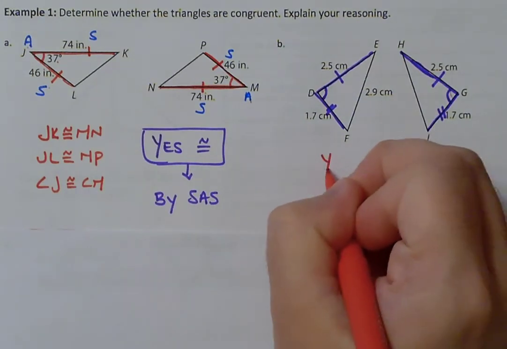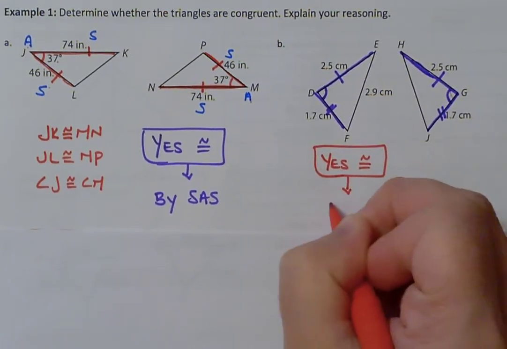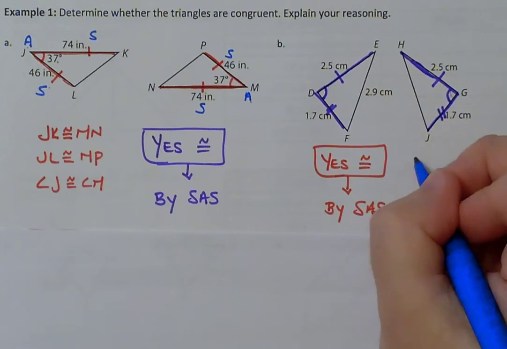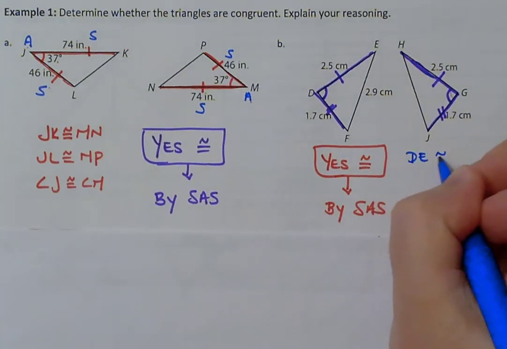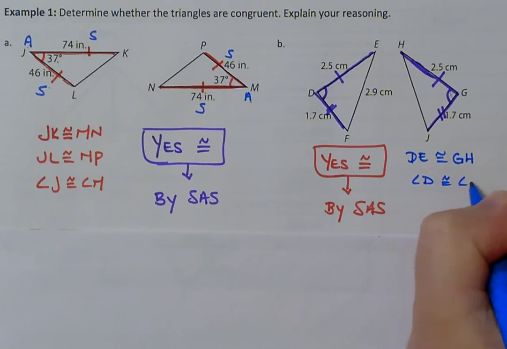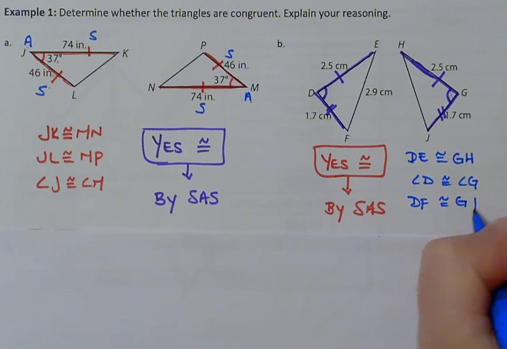So that means I can say yes, they are congruent by side, angle, side. And if you want to know the specific parts, I'm saying that DE is congruent to GH, angle D is congruent to angle G, and DF is congruent to GJ. So knowing all of that, I can then say that these two triangles are congruent based off side, angle, side. Again, you need to have two sides congruent, and the angle in between those two sides also has to be congruent.